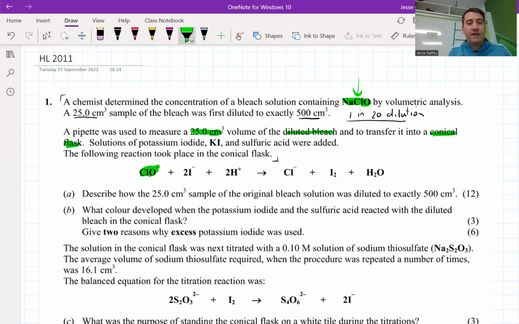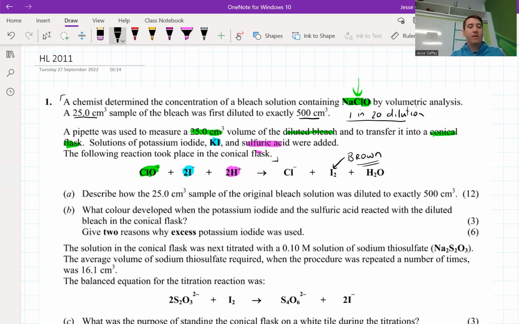It then says solutions of potassium iodide, KI, and sulfuric acid were added. So hopefully you can see here that this KI solution gives us the iodide ions. And then it says sulfuric acid in pink, and that gives us the hydrogen ions. So there we have the three things together in the conical flask to give us this first chemical reaction. We've produced Cl minus, I2, and H2O. Now, if we make these three things, the I2 is going to dominate in color. This is a brown color solution. So the iodine we have produced is a brown color.